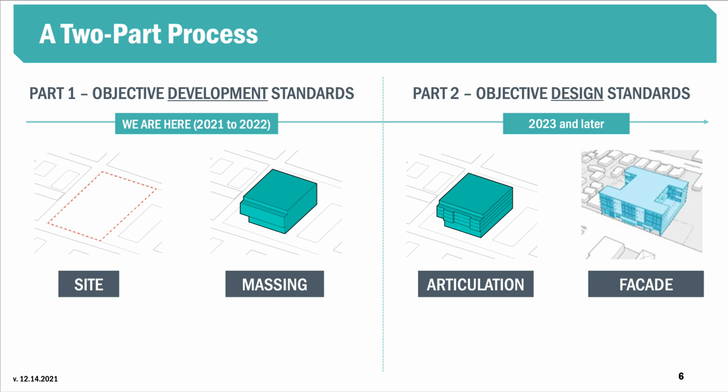The Objective Standards Project is anticipated to be a 2-part process. In Part 1, we will focus on standards relating to site layout and building massing. Part 2 would address finer grain details such as building articulation and facade design.